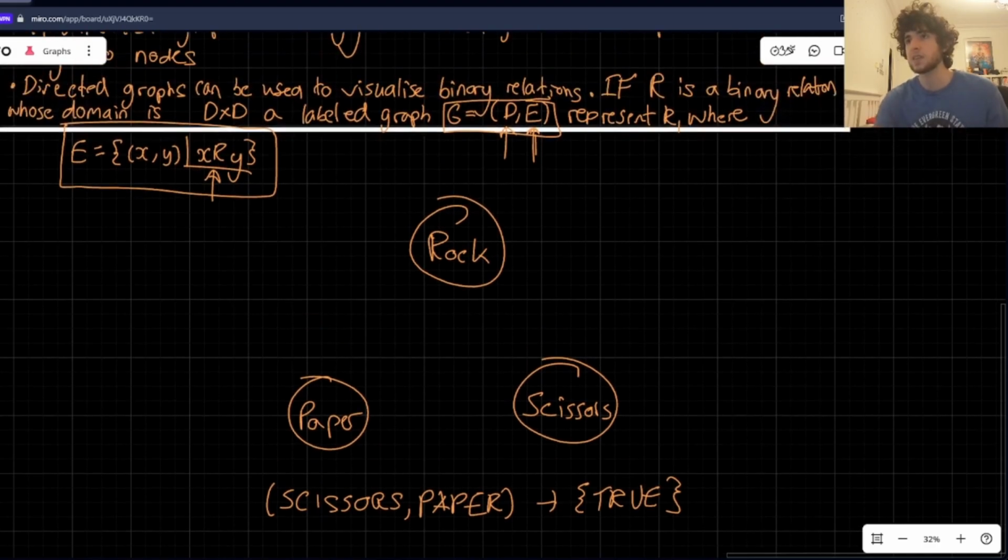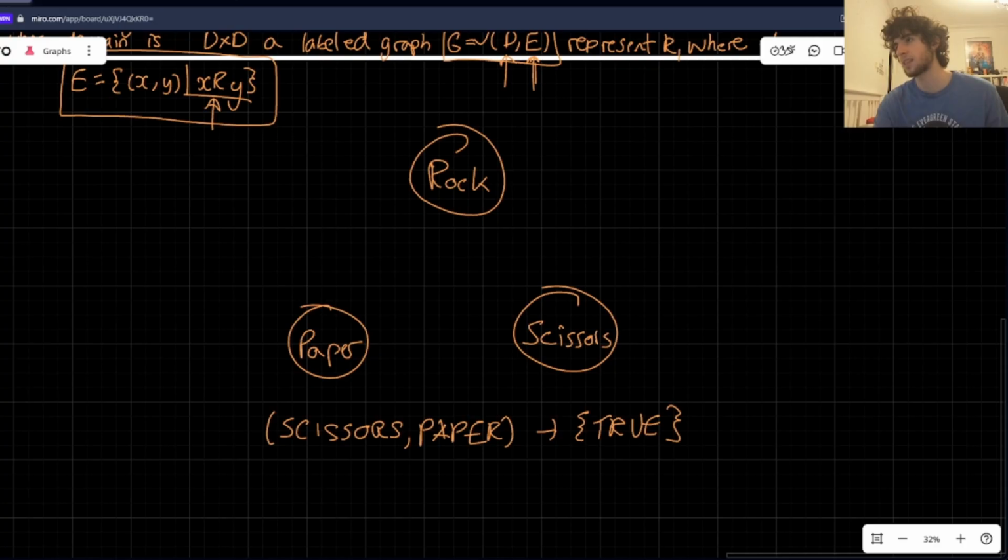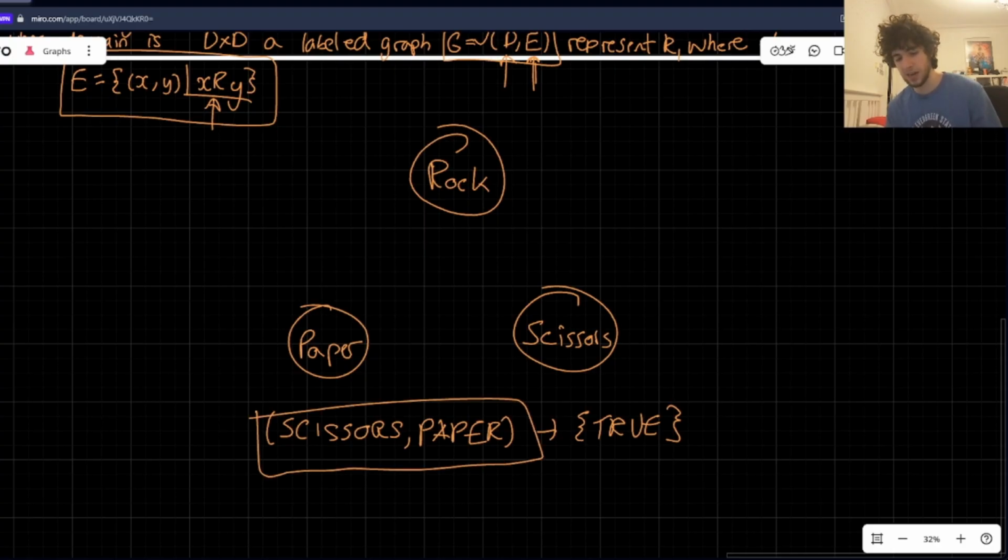Then if we look at our set E, the set of edges is the set of all ordered pairs where x is related to y. So in our case, scissors is related to paper because when you plug that into the relation, you get an output of true. And so one of our edges will be effectively this exact ordered pair. And remember, in terms of graph theory, it just means that there is an arrow, and in terms of a directed graph, there's an arrow from scissors to paper, right? So that's where we start off.